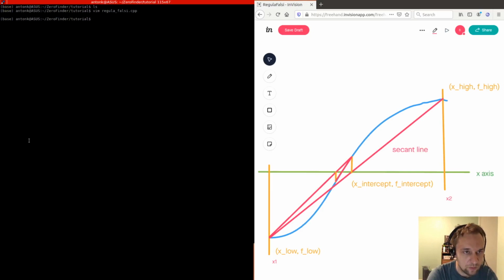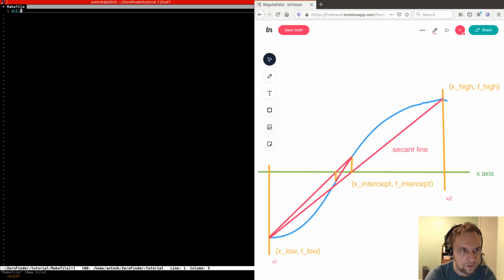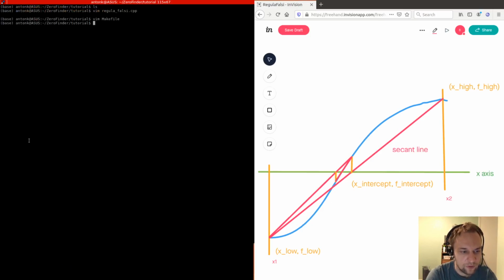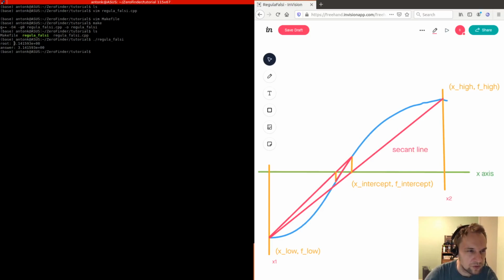Let's see if that compiles. Oh, first we have to write a makefile. So we have to use g++. And let's optimize it, and set it to no debug symbols. Okay, let's see if that compiles. Okay, that compiled. Alright, so there you go. Our root was calculated to be pi, and the answer is also pi.